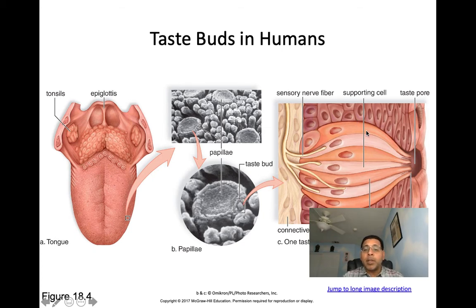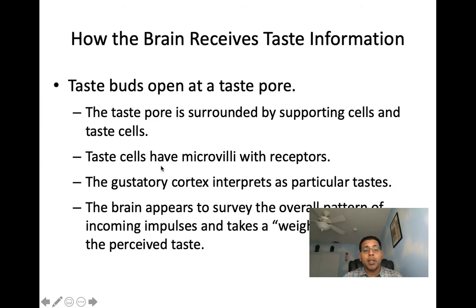It's made up of both taste cells and supporting cells, and then we've got some dynamic stem cells down here as well. These taste cells have microvilli, where we said the receptors are going to be found. So saliva is going to bring the taste stimuli into contact with the receptor. That's going to then allow the taste cell to generate an action potential along the sensory nerve fiber, again, sending this information, we said, to the gustatory cortex.